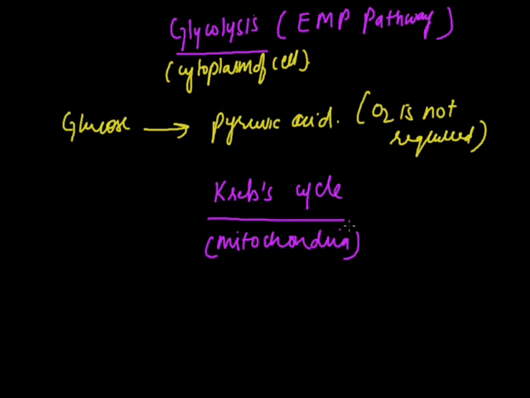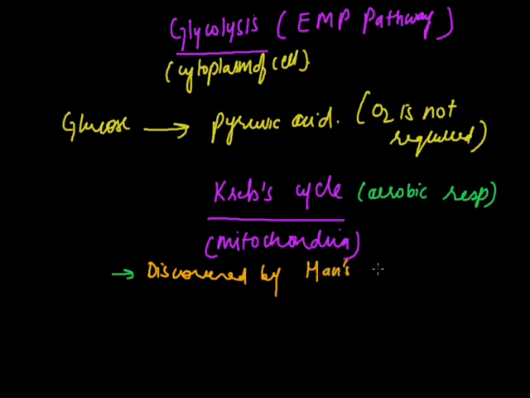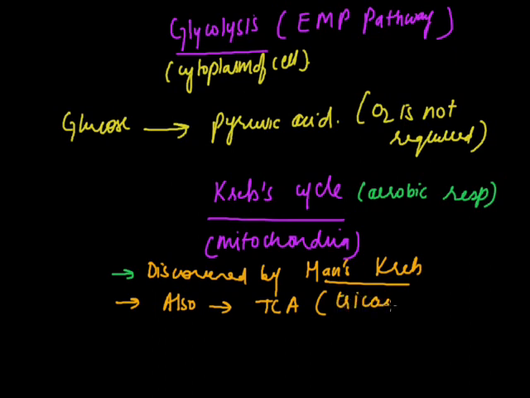The Krebs cycle is also called aerobic respiration. It was discovered by a scientist known as Hans Krebs, and that is why it is called the Krebs cycle. Another name of this cycle is the TCA cycle, that is the tricarboxylic acid cycle. It can also be called the citric acid cycle.